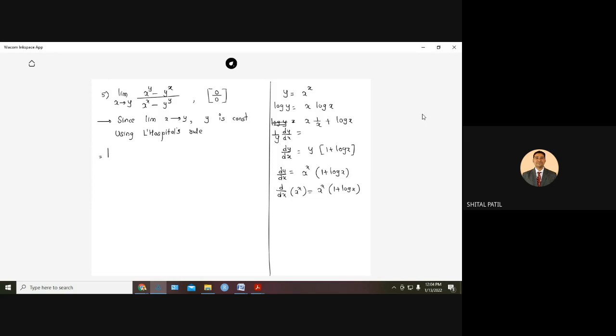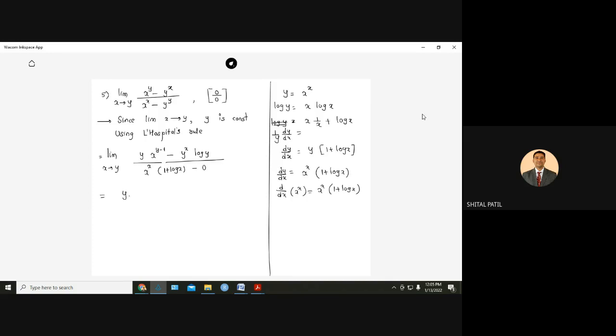Now write down using L'Hospital's rule. So limit x tends to y. What is the derivative of x raised to y? Y is constant. So y x raised to y minus 1. Now see, y raised to x is there. So the base is constant. So it is y raised to x log y. Log of whom? Constant y. Then the derivative of x raised to x is known to us: x raised to x into 1 plus log x. Minus, what is the derivative of y raised to y? 0. Absolutely.